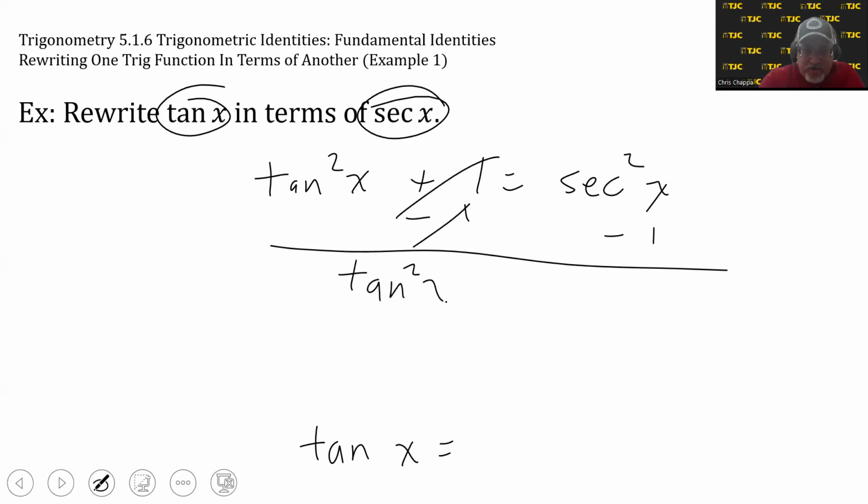Right now it says tangent squared of x equals. Now on the right side we have secant squared of x minus 1. And since we don't know what secant squared of x equals, the best we could do is write secant squared of x minus 1. How do we get rid of the square on the tangent?